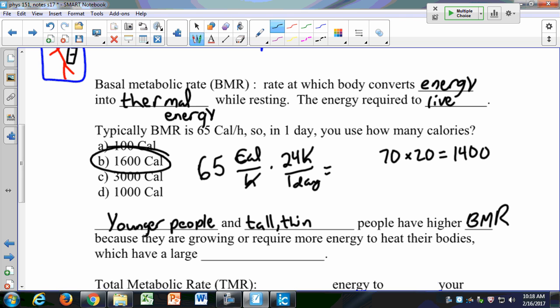That's right, Kai? You get cold? Yeah, so a tall, thin person just requires more energy to heat their body, so they have a larger BMR. If you have a larger surface area, because you're tall and thin, then it just requires more energy to heat your body.